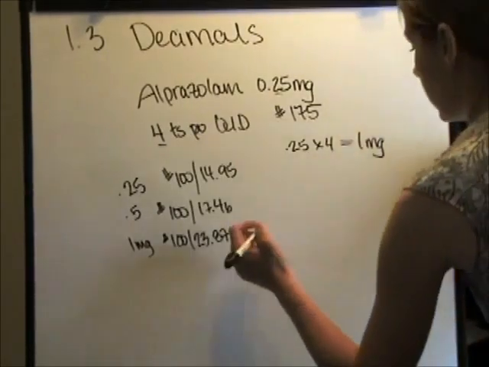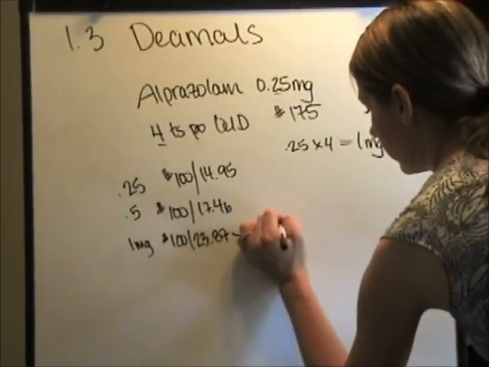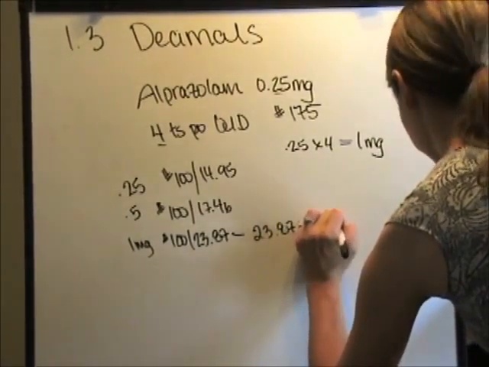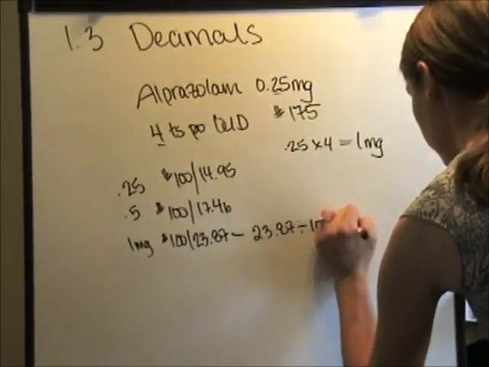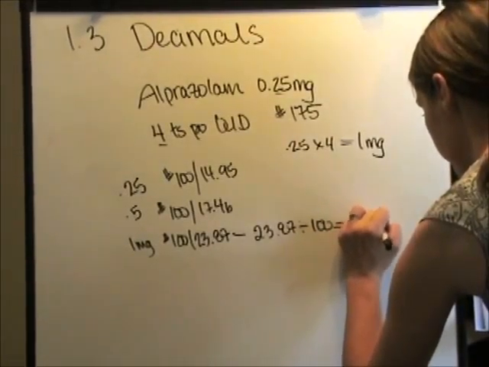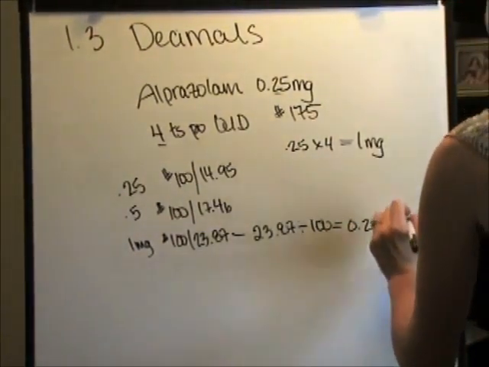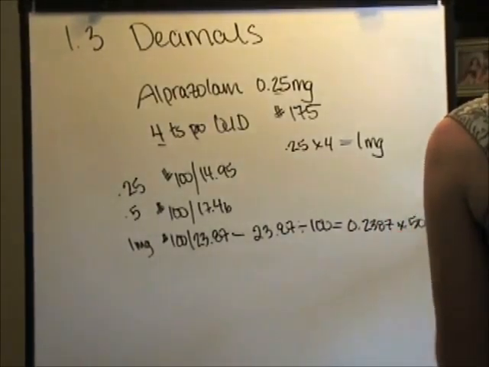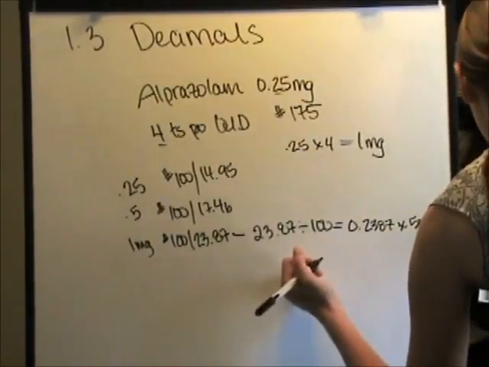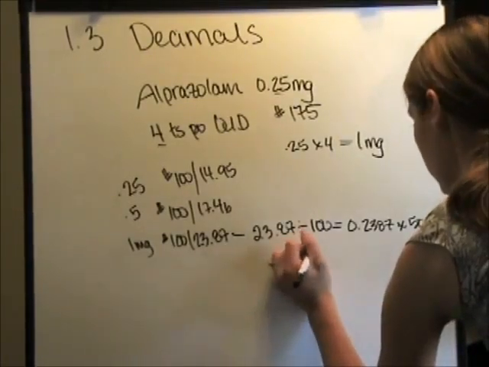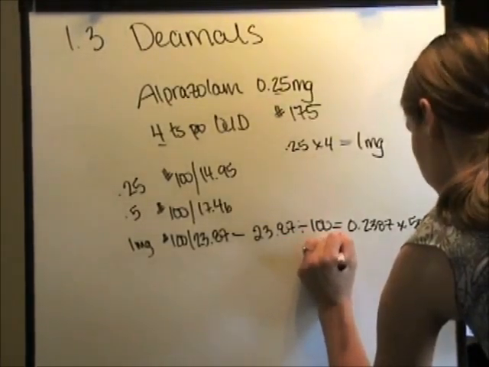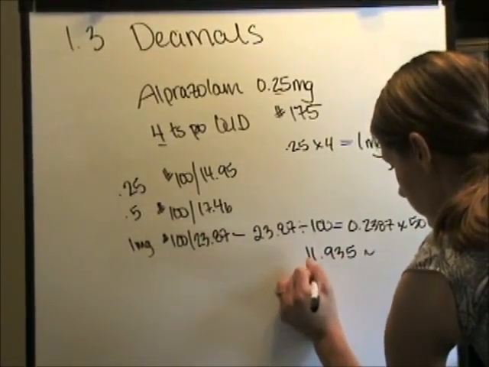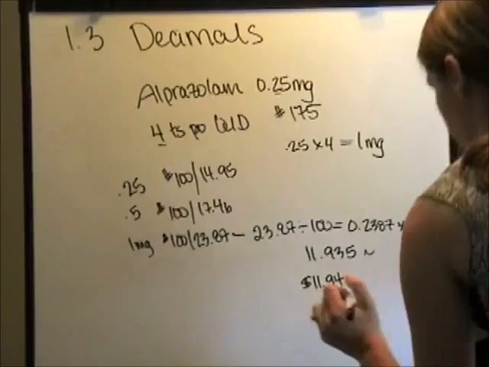So we're going to do the same thing. We're going to find the cost per pill, 23.87 divided by 100 comes out to 0.2387, and we're going to take that times 50 because that's how many pills we're looking for. And that is going to come out to 11.935. And so we're going to round that up to $11.94.